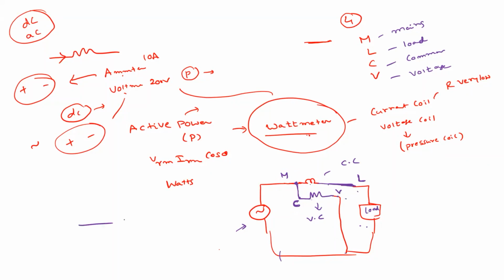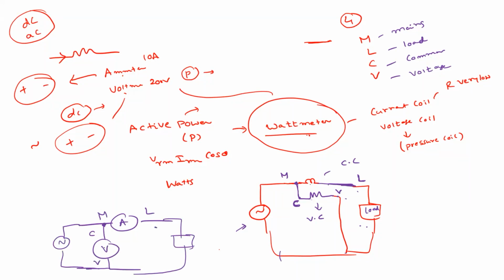This is how you will measure the voltage. Is this clear to you? So this is the load here, M here, L here, and C here, and this is V. This is common. That's why it is M, L, C, V. Why is it M? You have the source here and the load here. That's simple.